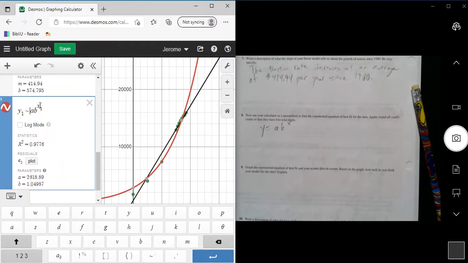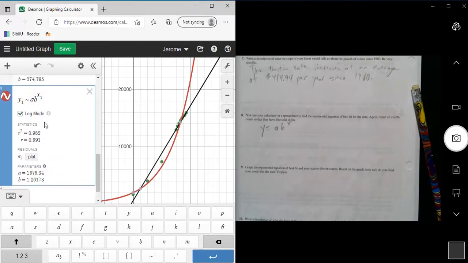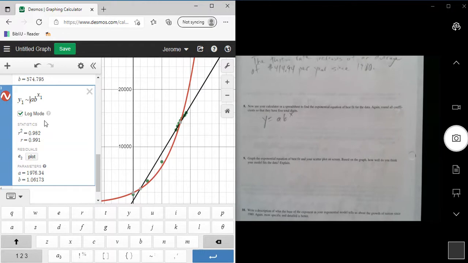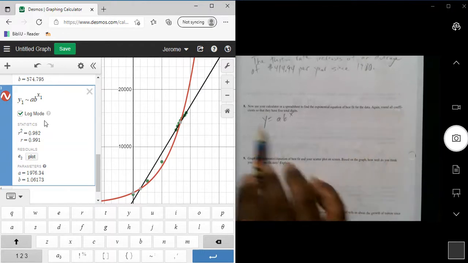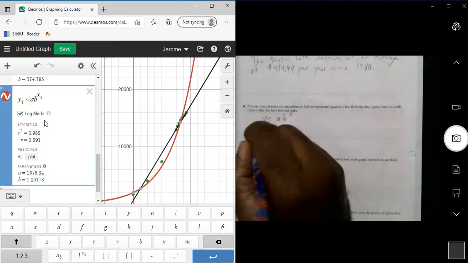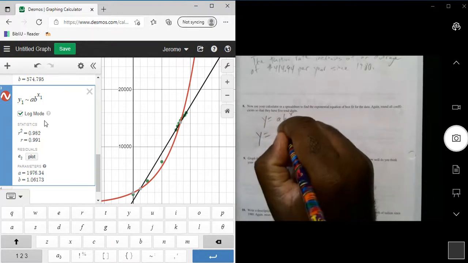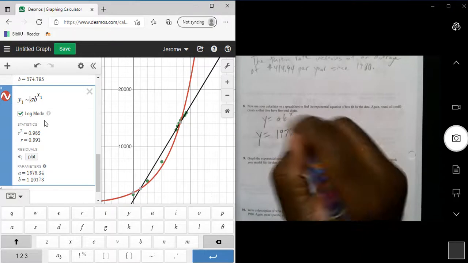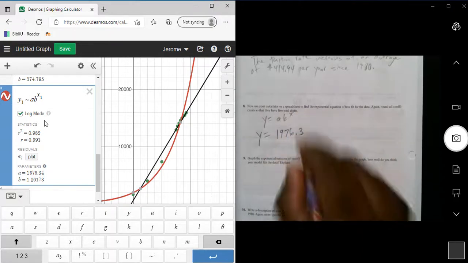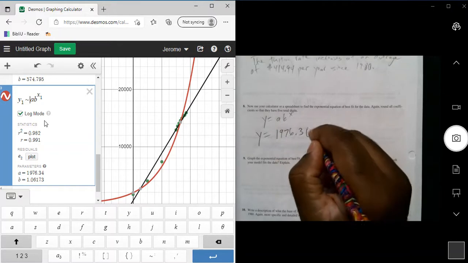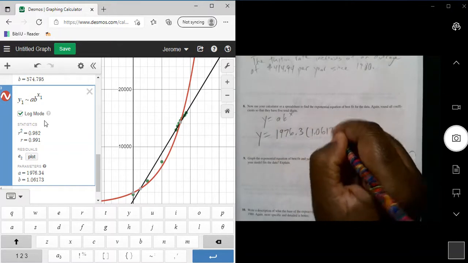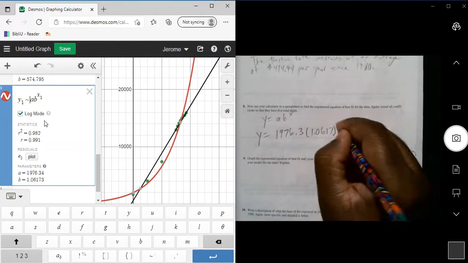Now here's the thing. Whenever you do an exponential regression, you must hit this log mode box, and then it will give you the correct answers. So remember, with exponential regression, you must hit this log mode box. So they ask us, round all coefficients so they have 5 digits. So we have y is equal to 1,976.3, that's 5 digits. And b will be 1.0617, 5 digits, to the x power.